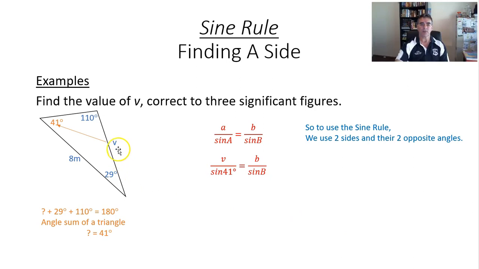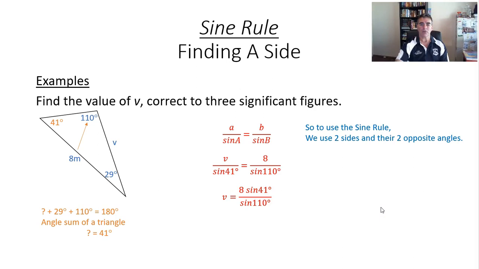All right, so let's do it. We're trying to find v, and it's opposite the 41. Substitute that in, and the other side we're using is the 8, and it's opposite the 110. So we'll substitute that in. The angle we didn't use this time was the 29 in our substitution, but we did use it to help us find the 41 degrees. So be careful with these types of triangles. And again, multiply both sides by sine 41 to get v by itself. And then we use our calculator and write the whole thing down.